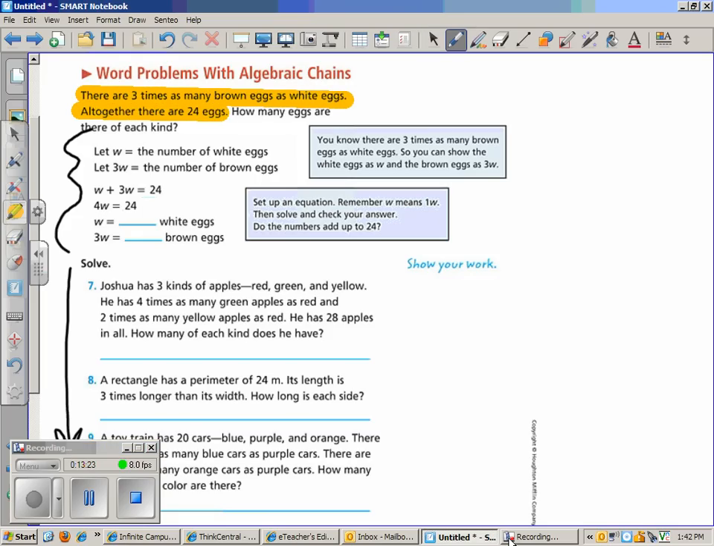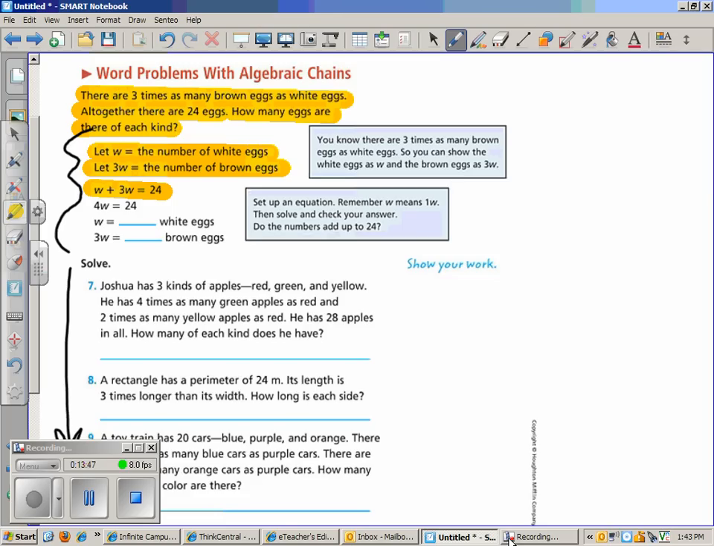Altogether, there are 24 eggs. How many eggs are there of each kind? Okay, so we're going to let W equal the number of white eggs, and let 3W equal the number of brown eggs, because there's 3 times as many brown eggs as white eggs. So our expression is going to look like this. W plus 3W equals 24.